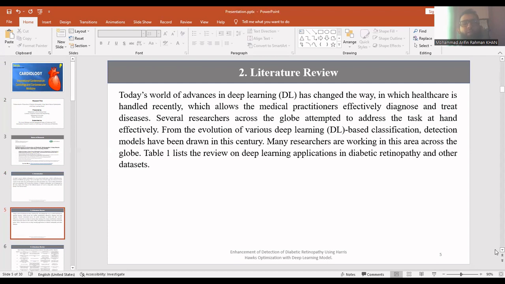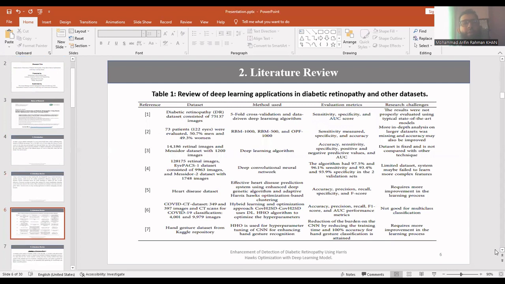Table 1 lists the review on deep learning applications in diabetic retinopathy and other datasets, which I mention in my next slide, slide 6. By Table 1, I provide my literature review where I attach 7 different categories of references, and each reference I separate by dataset, method used, evaluation metrics, and research challenges.